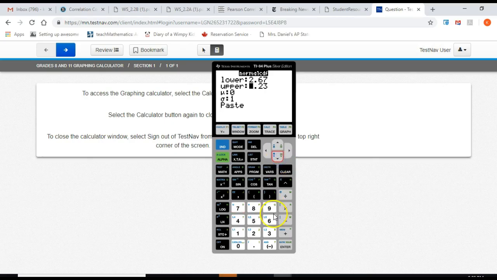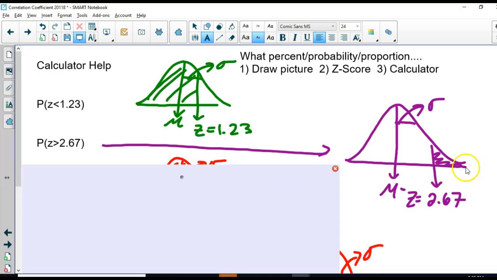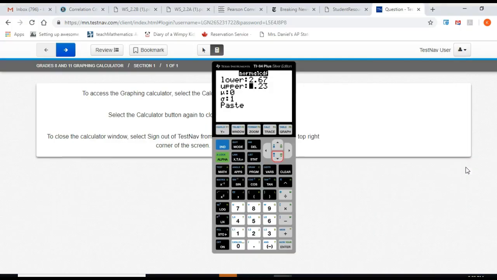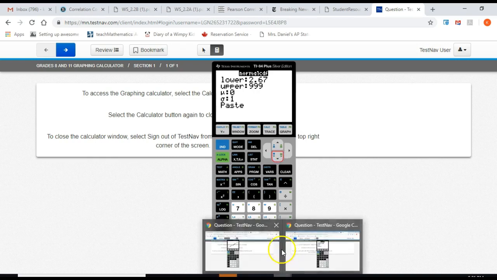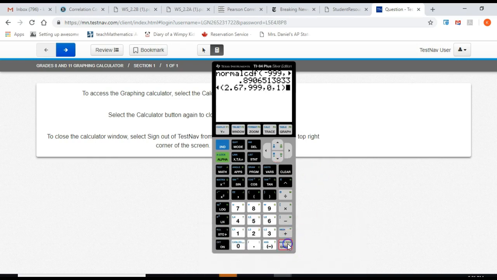And then we have our upper bound. Now our upper bound is going to be 9999 on this side. Okay, 3 9s suffices. I don't know how many I just said. I have a little bit of a cold, so forgive me. And now we're going to hit paste.